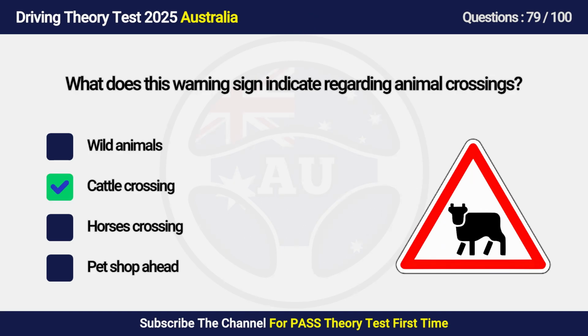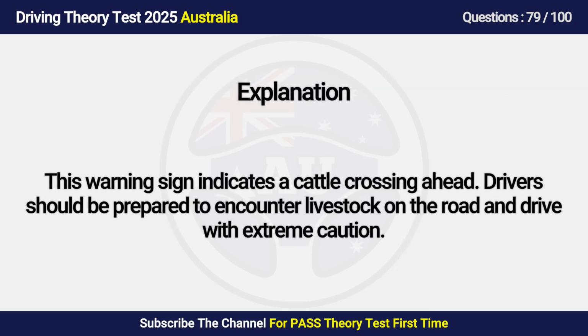Answer is B, cattle crossing. This warning sign indicates a cattle crossing ahead. Drivers should be prepared to encounter livestock on the road and drive with extreme caution.